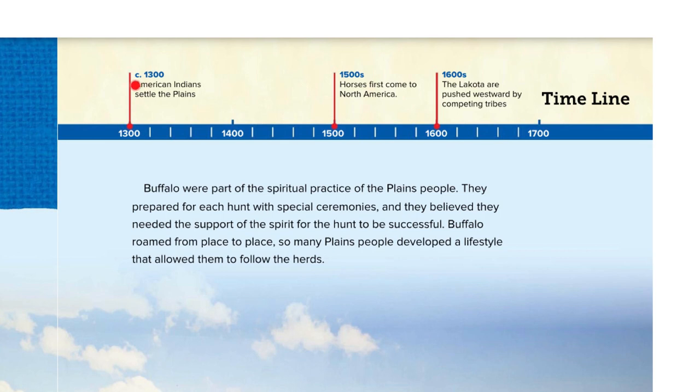So we have that C again. We mentioned before that that C means circa, or approximate. 1300 American Indians settle the plains. In the 1500s, horses first come to North America. In the 1600s, the Lakota are pushed westward by competing tribes.